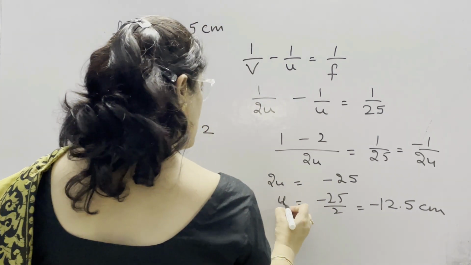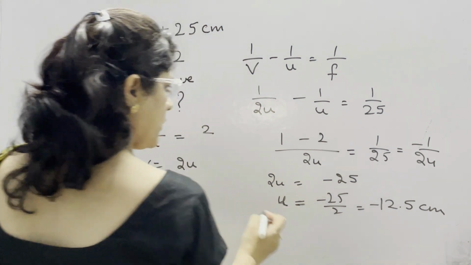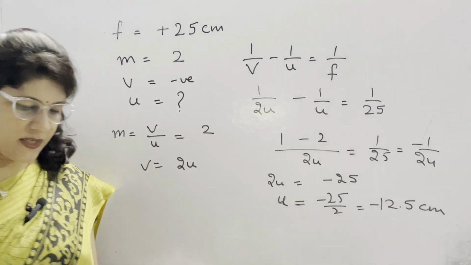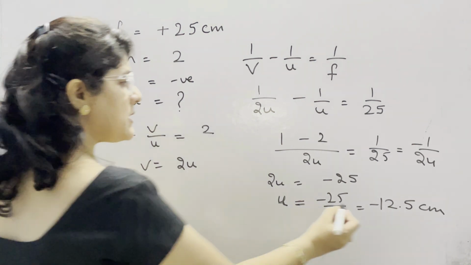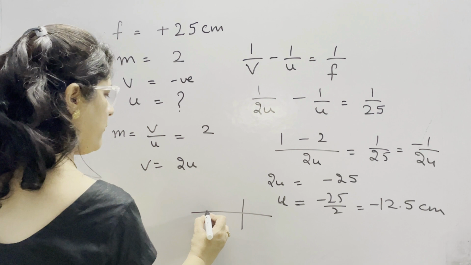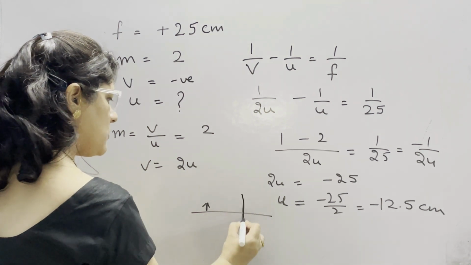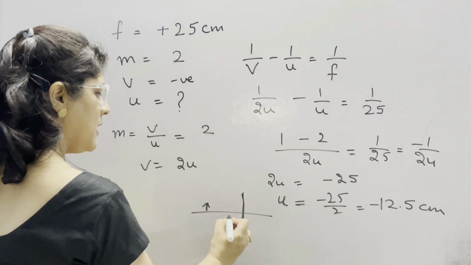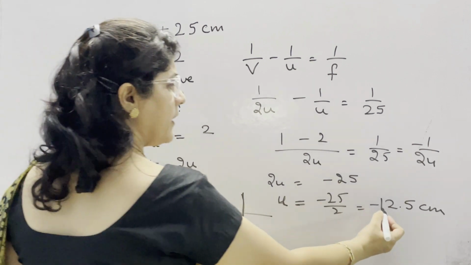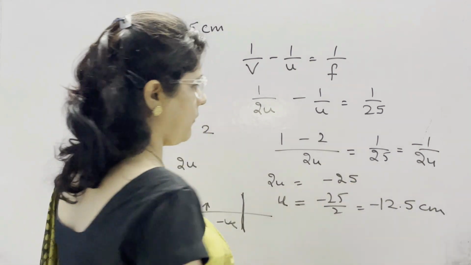So the distance of the object from the optical center u is 12.5 centimeter, and this minus sign indicates that the object is in front of the lens. It means on the left side, then it is negative. So we need to write 12.5 centimeter in front of the lens.